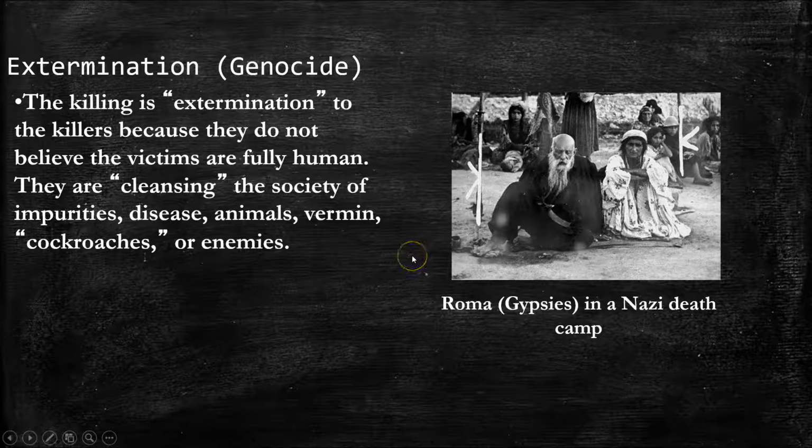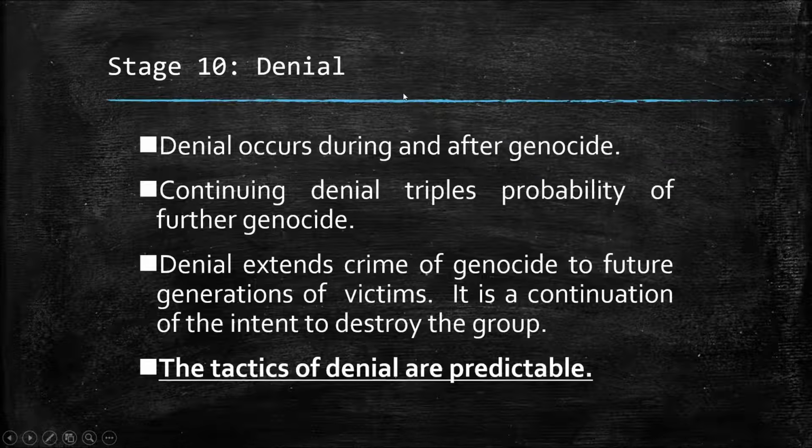Now, there's euphemistic language used by the killers. They say extermination is not used because they think they are cleansing. They are getting rid of impurities. They are putting down a problem. So this very euphemistic language permeates the thinking of the killers as probably a psychological means to let them do that. And then stage 10 is denial. Denial occurs during and after the genocide. This denial carries on, it triples the probability of further genocide. And denial extends the crime of genocide to future generations.